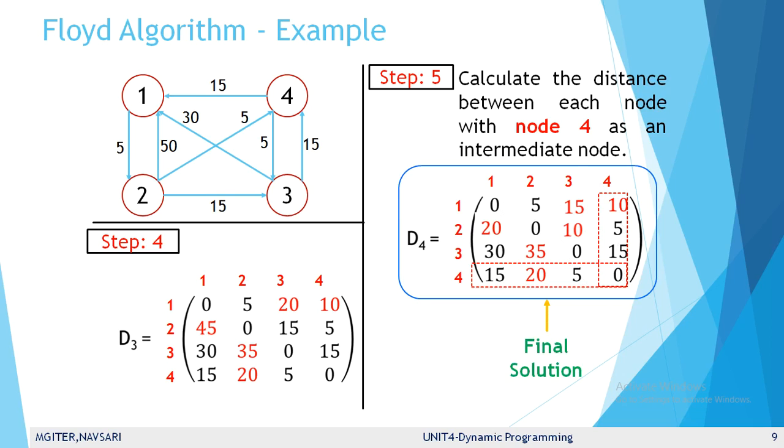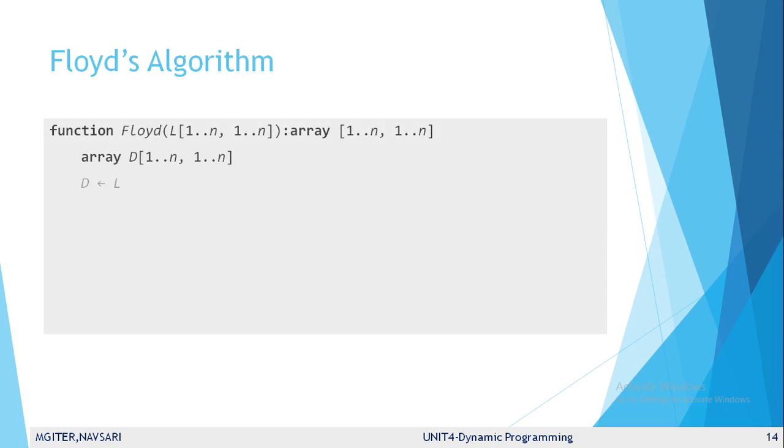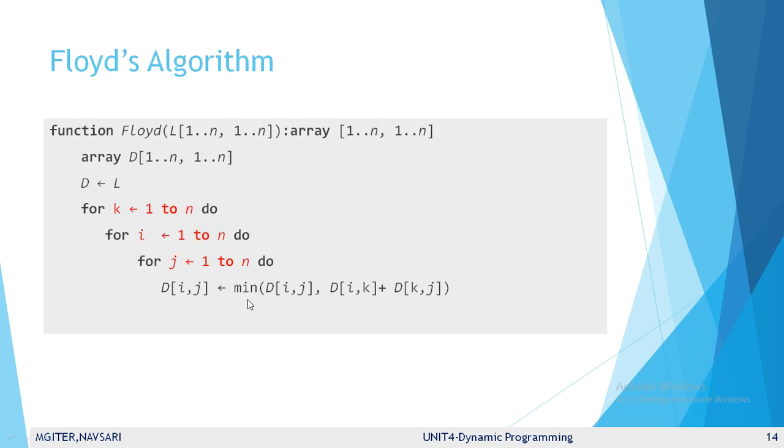Now we write the code for the Floyd algorithm. How do we find the shortest path? We find the shortest path between vertex i to j as the minimum of i to j and i to k plus k to j. If one of them is minimum, then we take it.